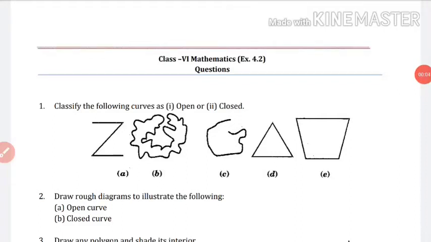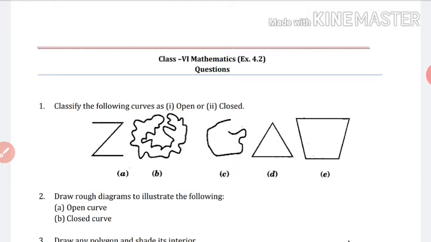In this video I will cover class 6 maths basics, geometrical ideas. Chapter number 4, exercise 4.2. Question number 1. Classify the following curves as open or closed curve.